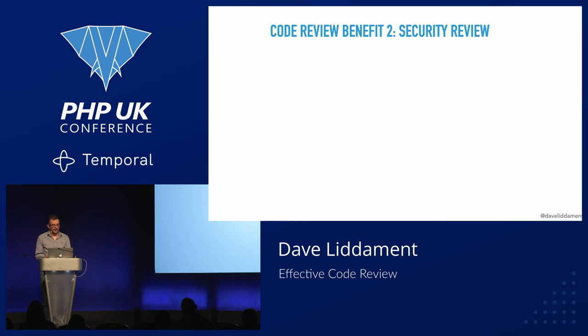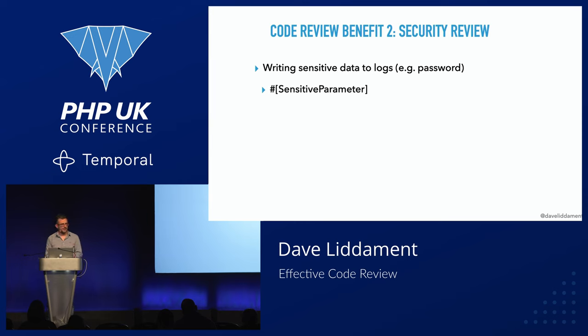The other benefit of code review is security issues. There are a lot of security issues that are quite hard to detect in an automated fashion, so it just requires somebody to look at the code. A real example: once I was trying to debug something, and as part of the debugging, I was writing usernames and passwords to logs because I was trying to work out what was going on. I committed the code and pushed it up, and unfortunately, the person reviewing it saw this issue and said, by the way, we're logging sensitive information. Now with PHP 8.2, I think, there is the SensitiveParameter attribute. So if people are reviewing code and see that sensitive information is being logged, perhaps they would suggest in code review to use the SensitiveParameter attribute.